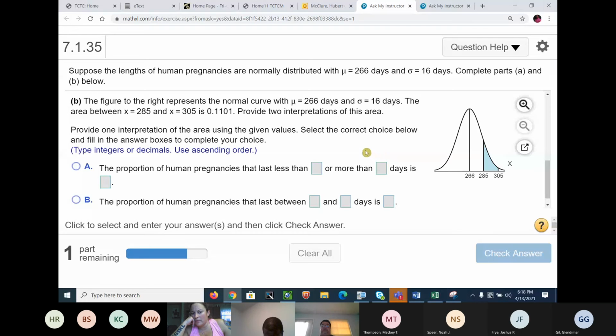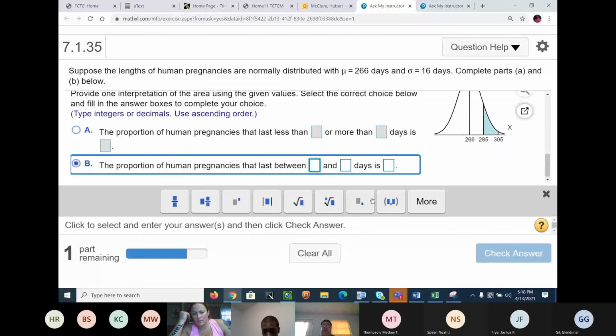I know it can be fussy. It's just too much. Let me ask this. Which one says between? B. So it's B, and then you just fill in. And then you do the next one, you look for between.